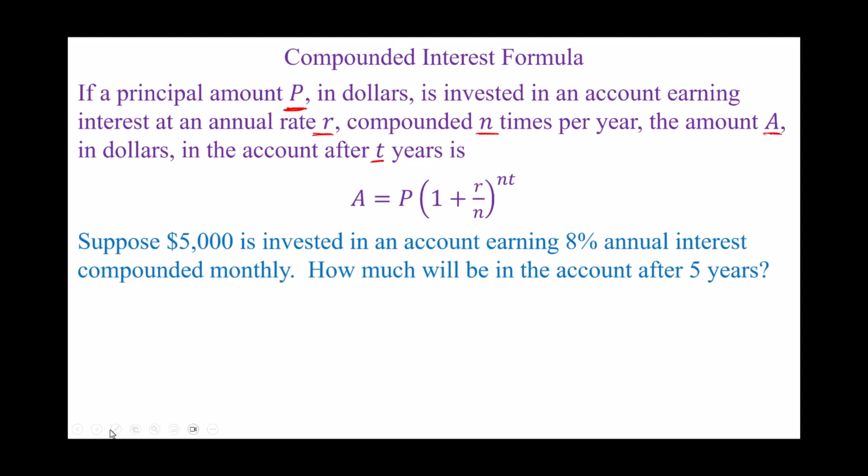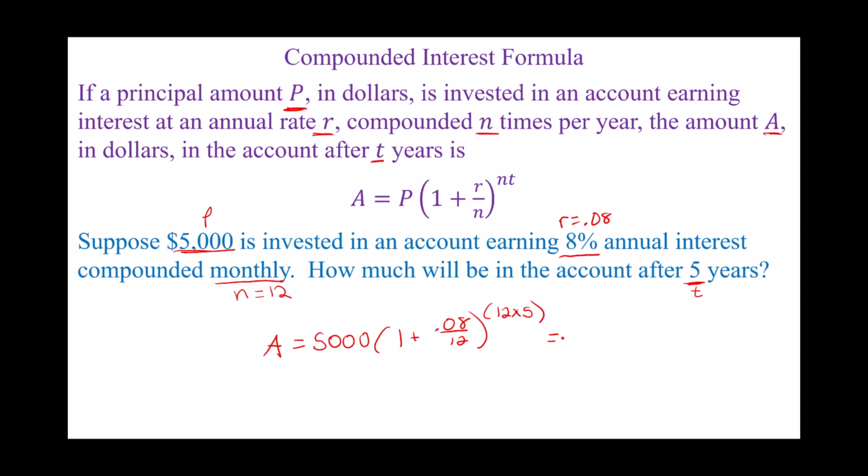So let's try this. Suppose $5,000 is invested. So $5,000, that's our principal amount, in an account earning 8%. So R would be 0.08 when we change that to a decimal. Compounded monthly, so N is 12, monthly is 12 times a year, and 5 years, so T is 5. So in the equation, I have A equals the principal, so 5,000 times 1 plus 0.08 over 12, all raised to the 12 times 5.